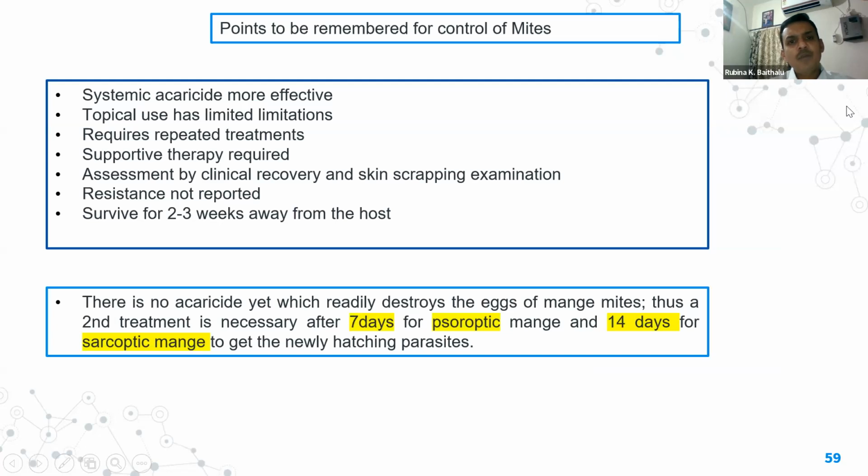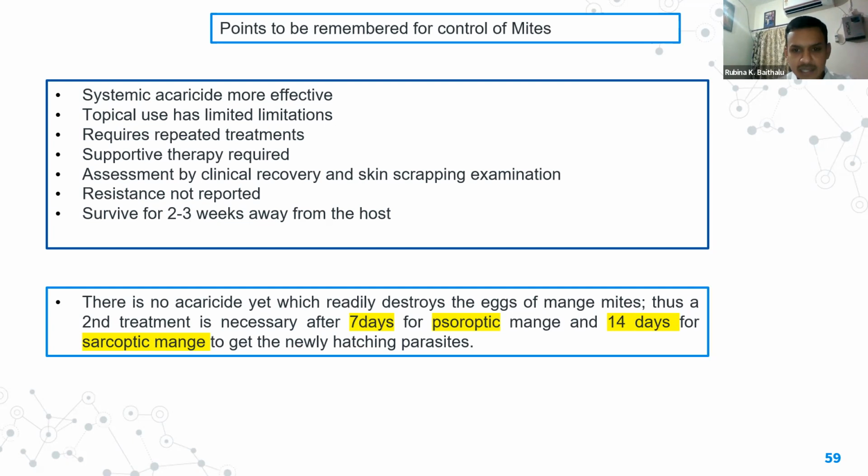So, what are the points to be remembered for the control of mites? As I've already discussed, the life cycle hardly takes 10 to 14 days for completion, and they are permanent ectoparasites. So systemic acaricides are very, very effective for the control of mites. Topical use has very limited applications. Whenever you go for treatment, repeated treatment is required. Apart from that, you should go for supplementary therapy, like antibacterials. And whenever you go for treatment, periodically you should do a skin scraping examination for confirmation of complete treatment.